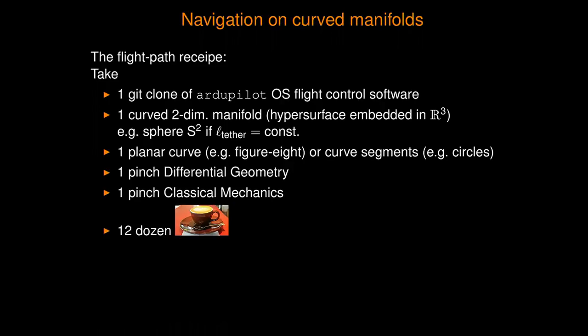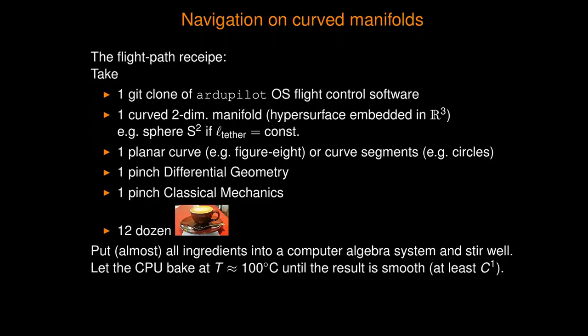or curved segments, and a pinch of differential geometry to wrap it on the sphere to make this curve appear on the sphere. You take a little bit of classical mechanics for the flight control to transfer the curve accelerations into the control surface motions. And then you need, of course, a dozen coffee for doing so. You put everything together, not the coffee, into the computer algebra system and stir well, and let the CPU bake it at 100 degrees, and then you come up with a smooth, at least C1 curve.